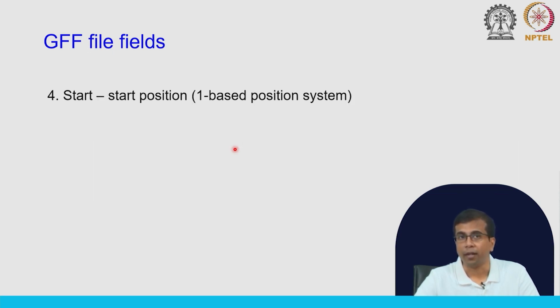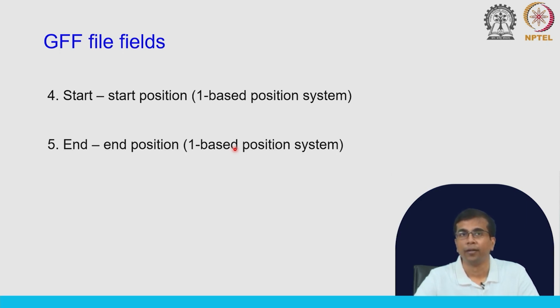The fourth is the start position. Where does this feature start in the genome, and this follows the 1 based positioning system. We talked about the 1 based and 0 based positioning systems. GFF follows the 1 base, so the starting base is numbered 1. Then you have the fifth field, which is the end position, where the feature ends. So, if it is a gene, what is the location, whether it is from 100 to 150, 200 to 700, etc. This is what the start and end position will give you. Again this follows the 1 based position system.